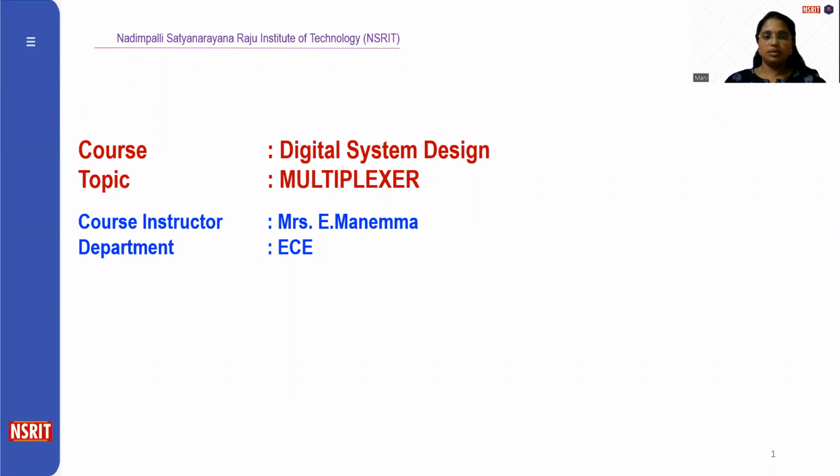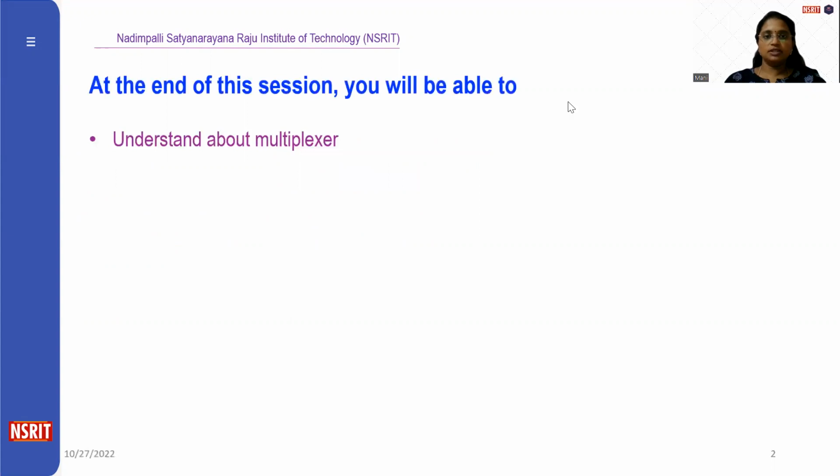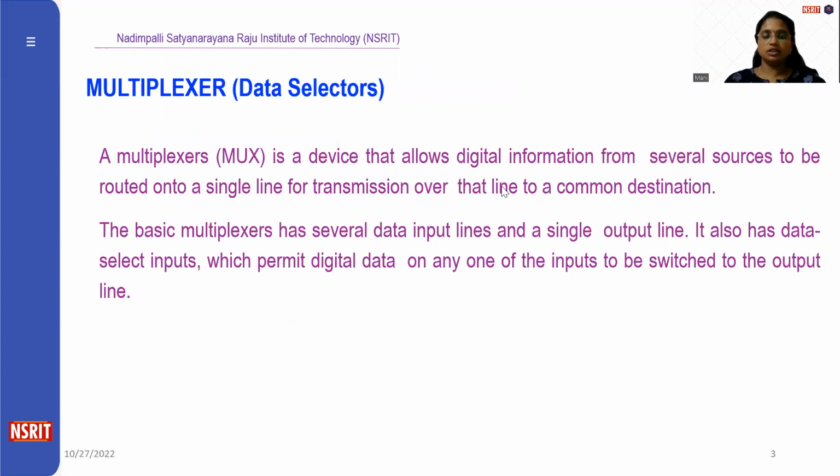Today's topic is the multiplexer. At the end of the session, you'll be able to understand what a multiplexer is and how we use it to reconstruct any logic functions and logic diagrams. So what is a multiplexer? A multiplexer is a device that allows digital information from several sources to be routed to a single line for transmission over that line to a common destination.